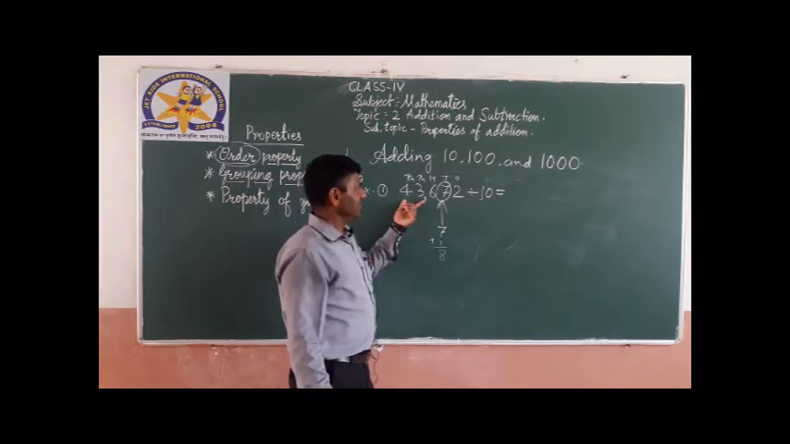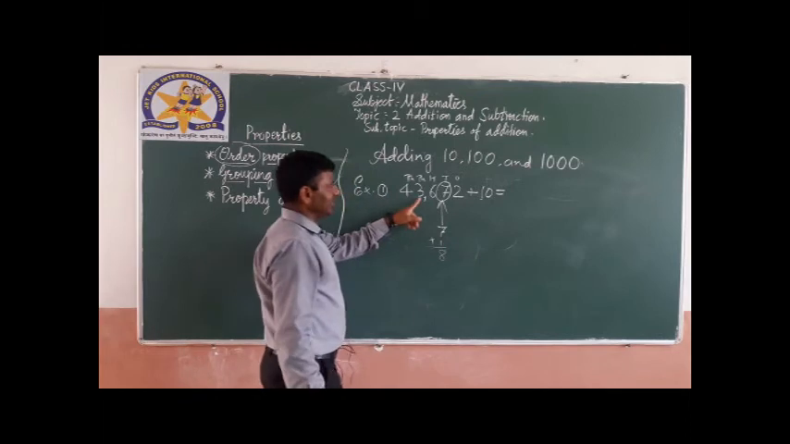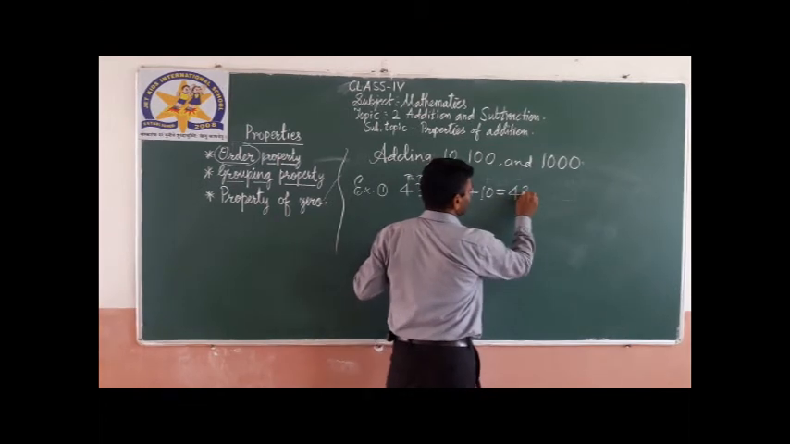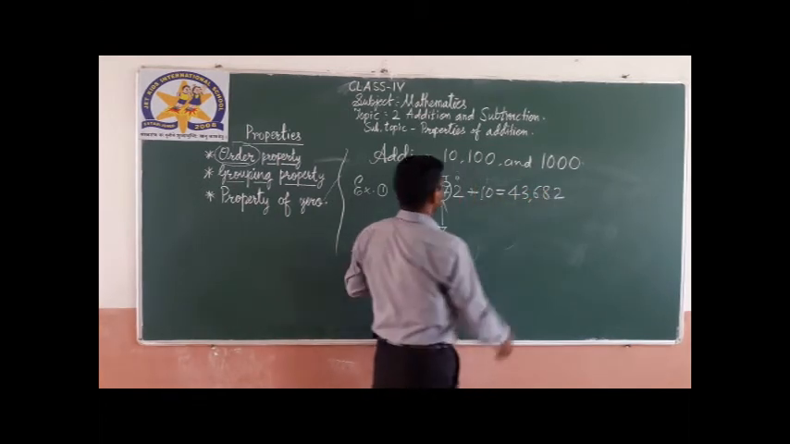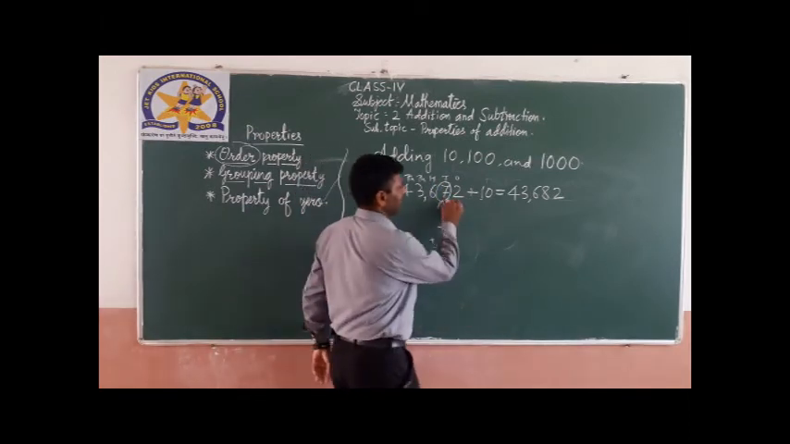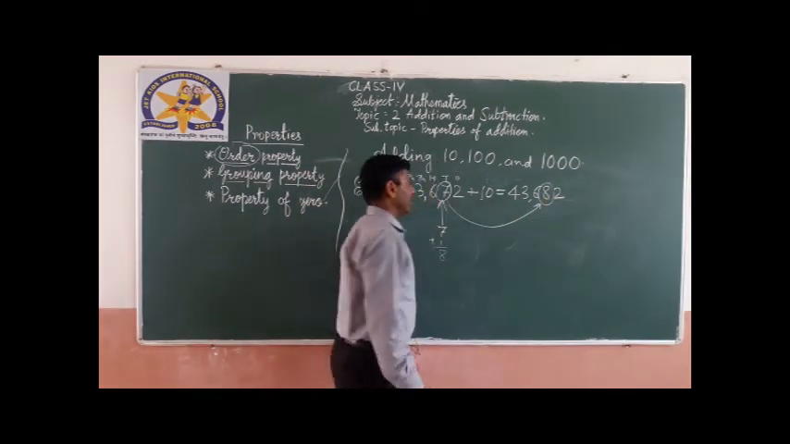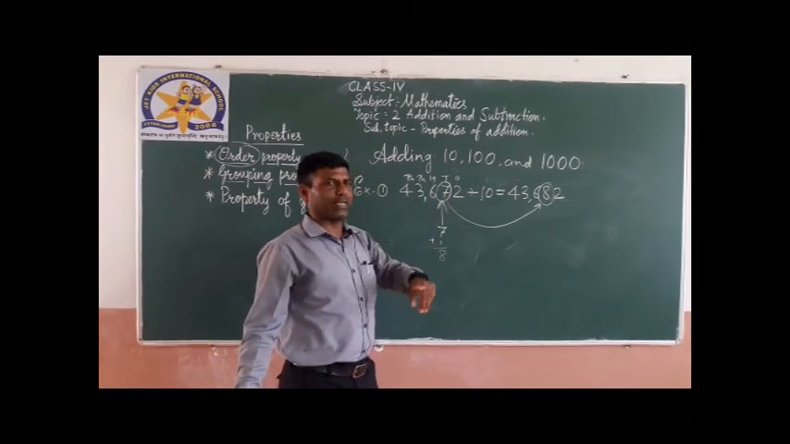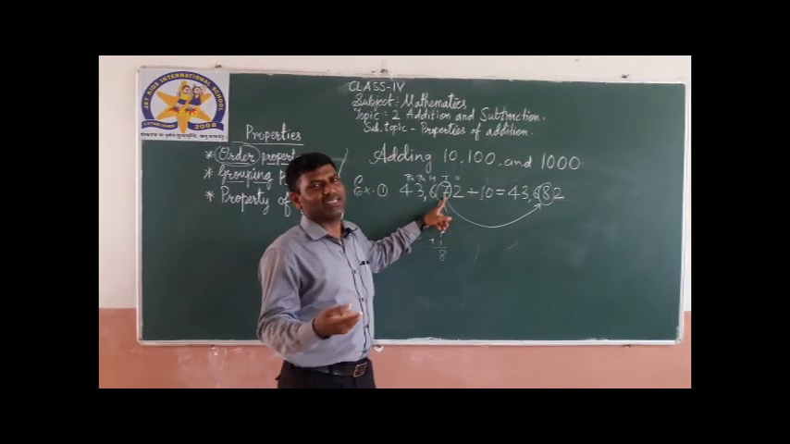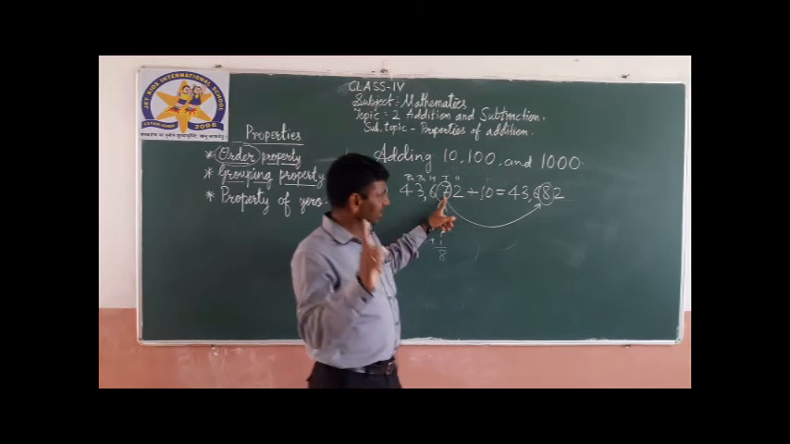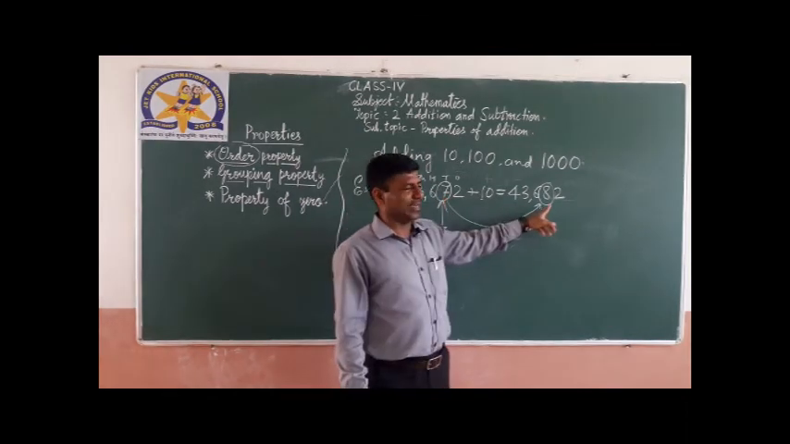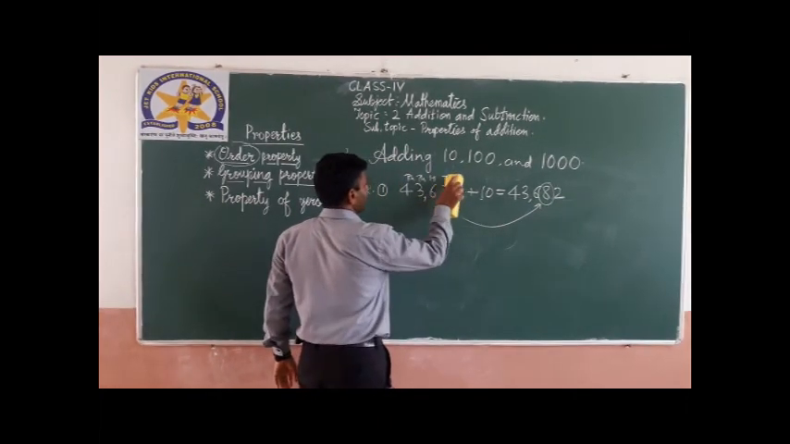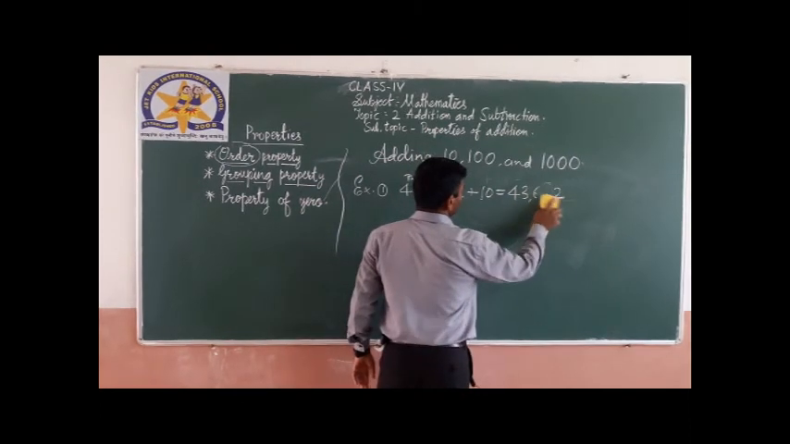Means, see, the number will be 43,682. See the tens place digit here, 7. If you are adding 10 to a number, then the tens place digit will increase by 1. 7 becomes 7 plus 1, 8. Understand? Okay. This is adding tens, adding 10 to the number.